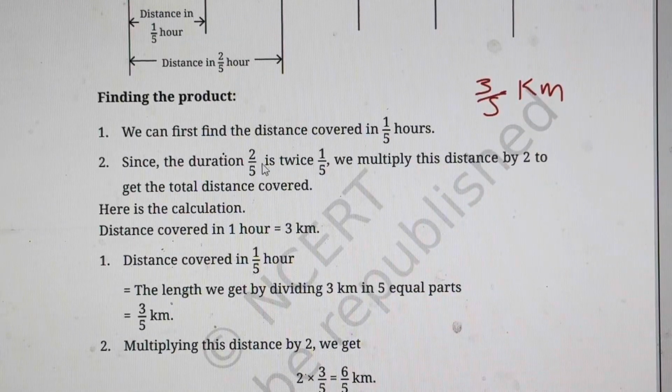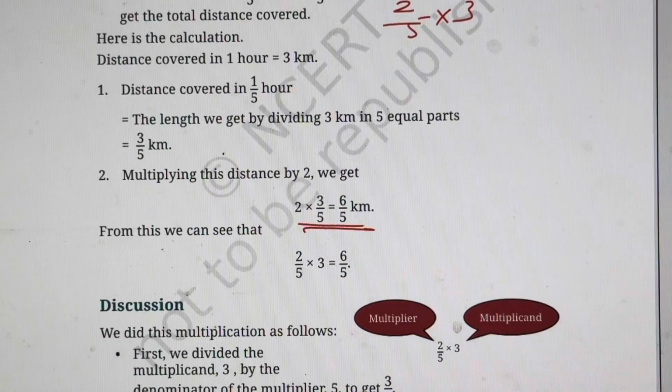So 2 upon 5 is twice of 1 upon 5. So 2 upon 5 is multiplied by 3, the total distance covered. So 2 3s are 6 upon 5 kilometer. Right, so this is the distance covered in 1/5 of an hour, that we got as 3 upon 5. So the distance covered in 2/5 of an hour is 2 times 1 upon 5, so 2 multiplied by 3 upon 5, or we can see it as 2 upon 5 multiplied by 3.